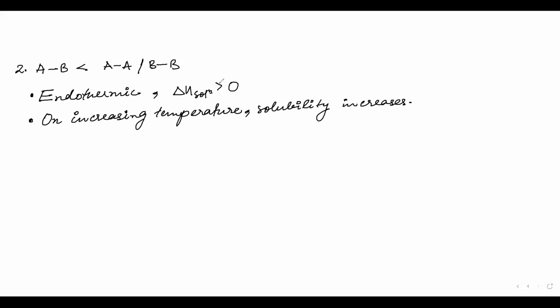Now, endothermic: delta H of solution is greater than 0. This tells us that the solution needs some energy to be put in, like in glucose, to make it soluble. Now, there can be some effect of pressure also.